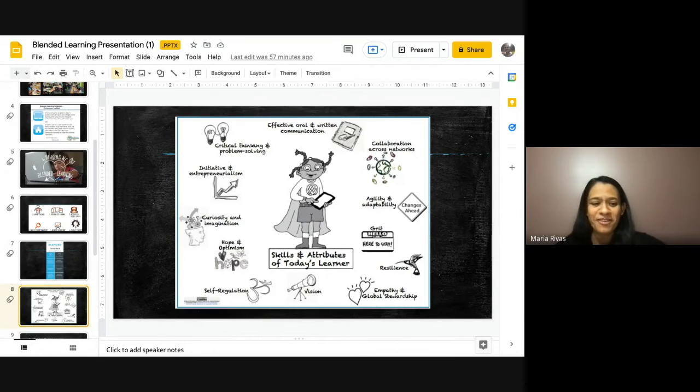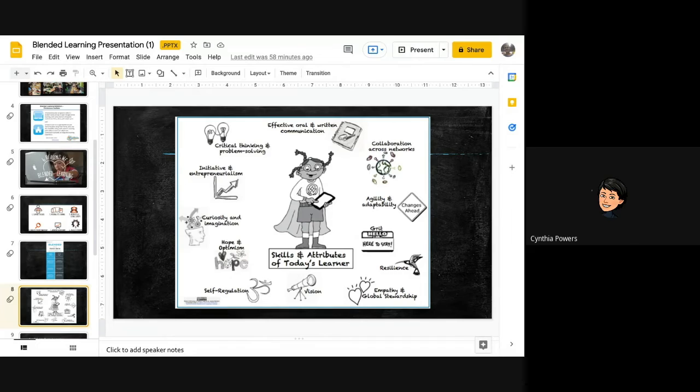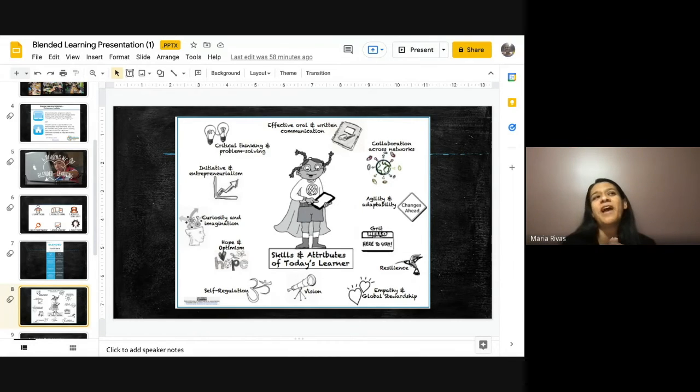Right now it's about getting to know people, right? You need to know people to be able to collaborate and learn from other people. Through blended learning, we have the technology to have kids collaborate with kids around the world. We have that power. How powerful is it to be able to collaborate with and learn from kids from other countries, from across the world?